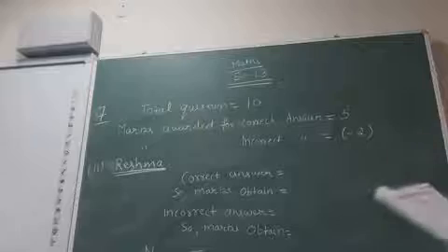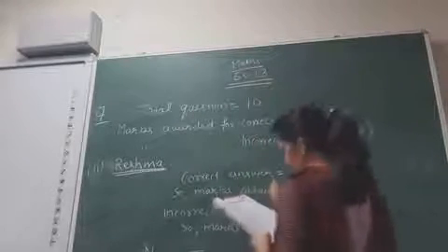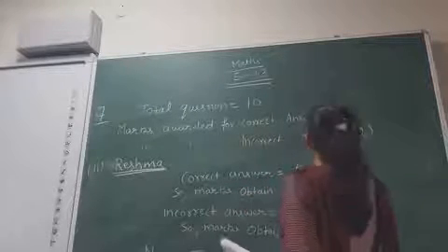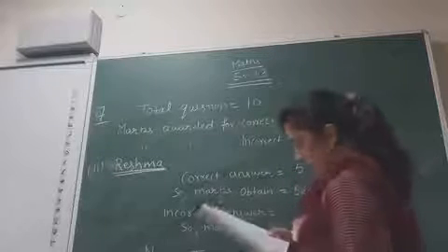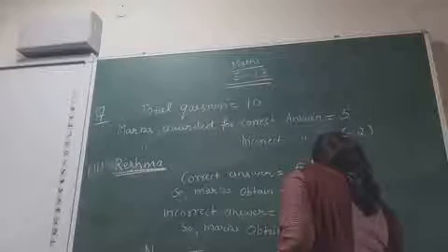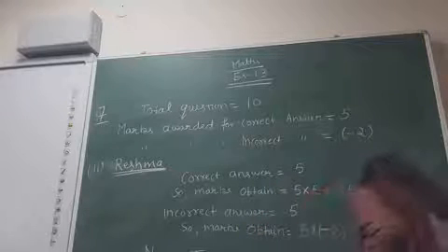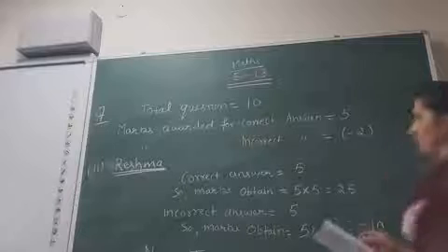Now next, second part, we will talk about Reshma's marks. Reshma, correct answers 5. So marks obtained 5 multiply 5 for correct answers, it is 25. And incorrect answers is also 5. So 5 for incorrect answers multiplied by minus 2. So this is minus 10. Total score is 25 plus minus 10. It is 25 minus 10. It is 15.